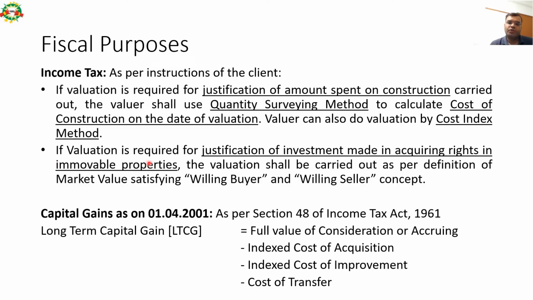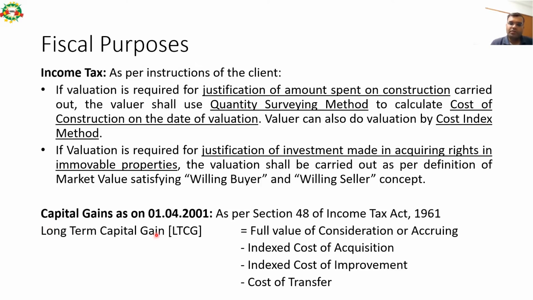If valuation is required for justification of investment made in acquiring rights in immovable property, the valuation shall be carried out as per the definition of market value, satisfying the willing buyer and willing seller concept. This concept we discussed in our first session, the concept of fair market value.